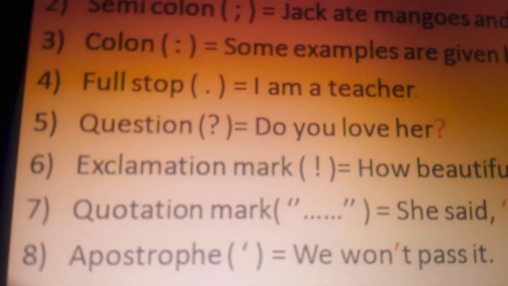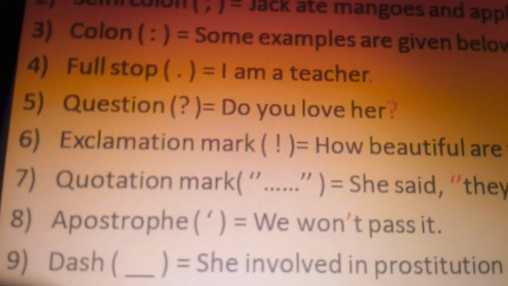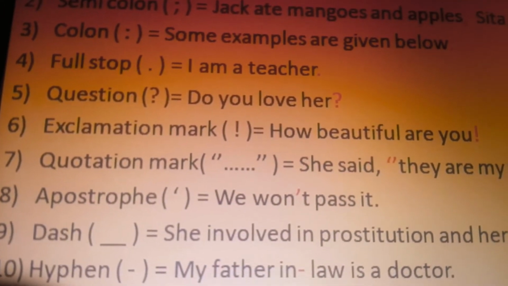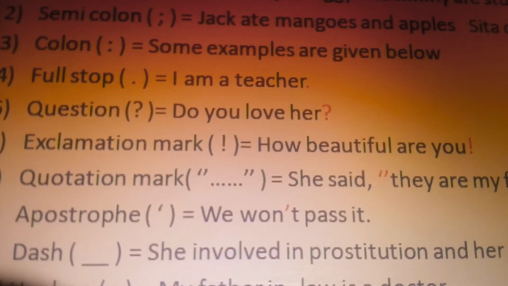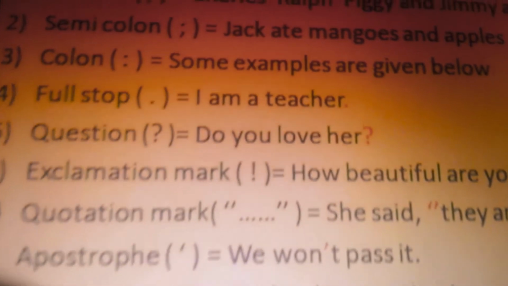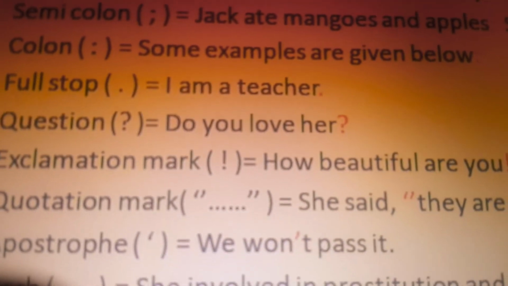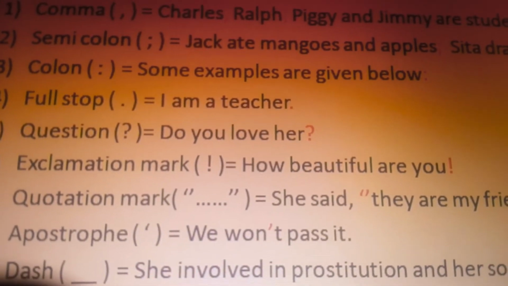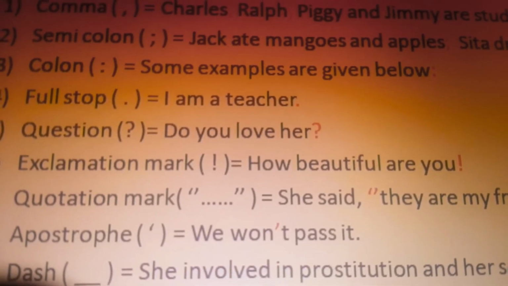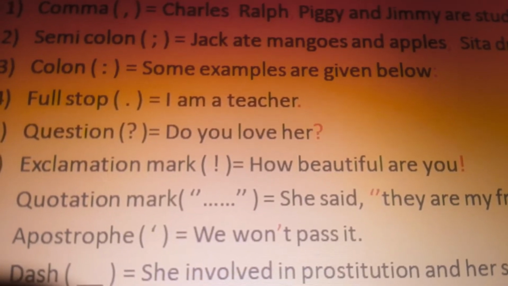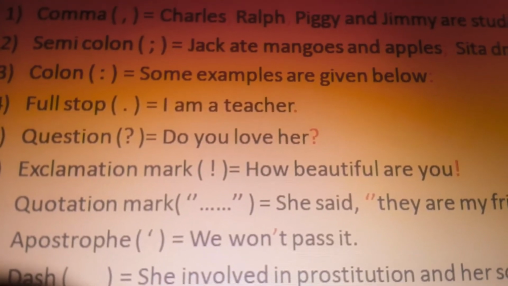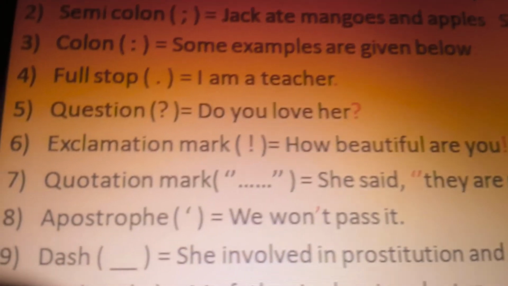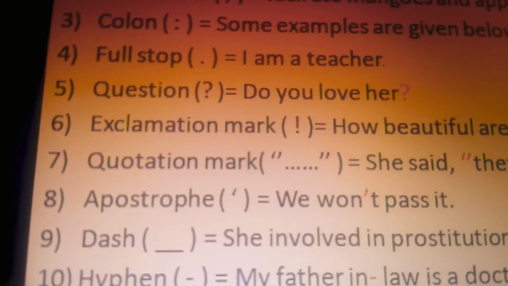Next one is apostrophe. As you can see there, apostrophe. We won't pass it. Yes, there you can see between N and T. We often use this to show a shortened form, like won't is the short form of will not.